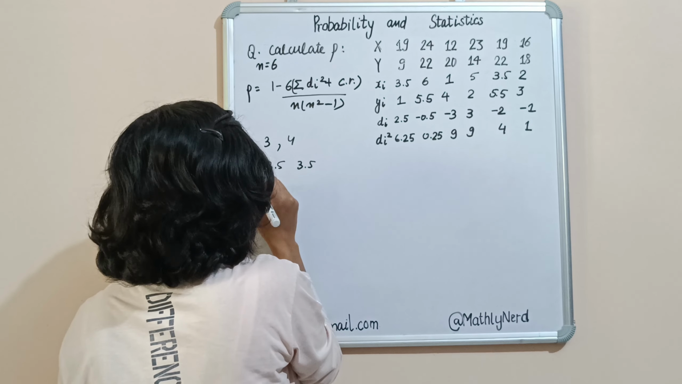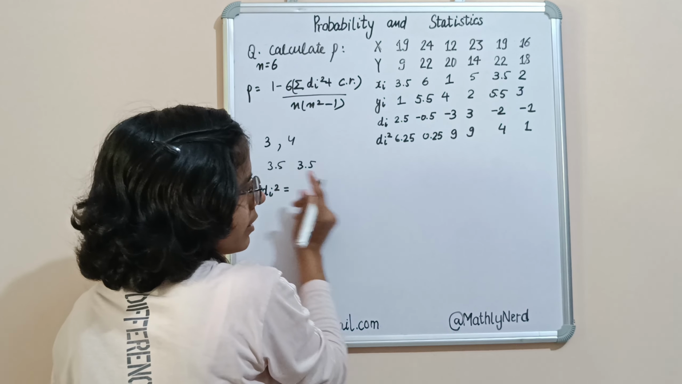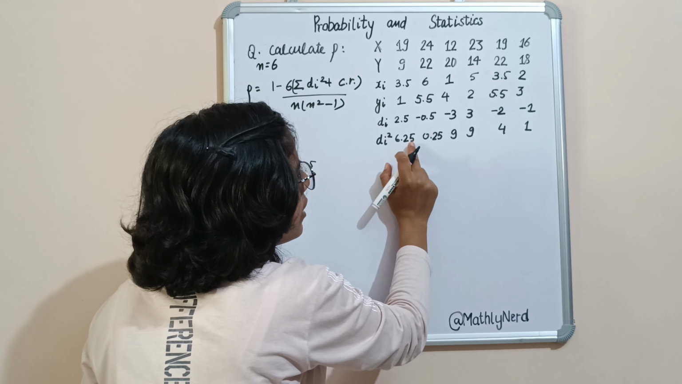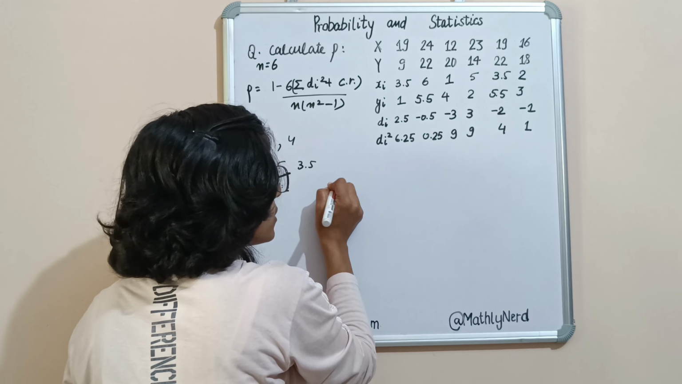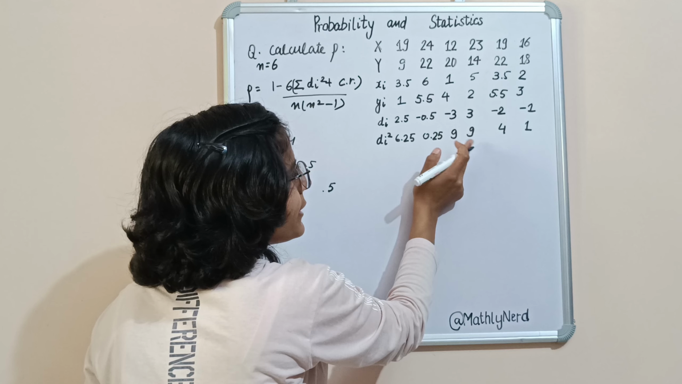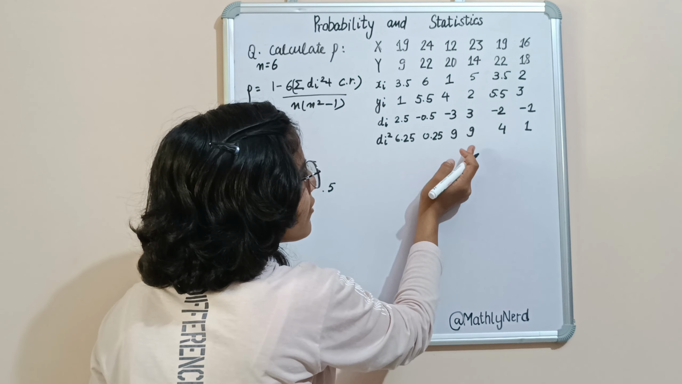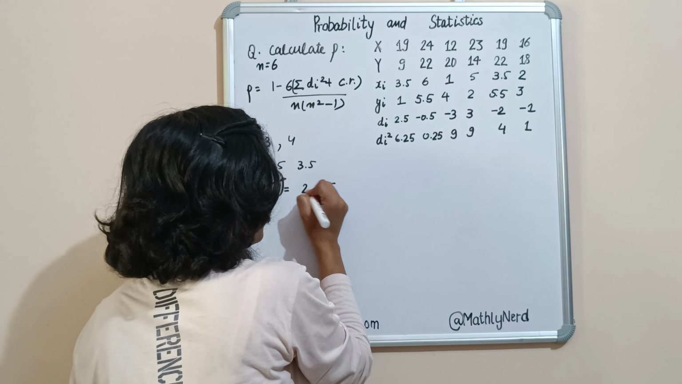Now summation di square equals 0.25, 0.25, 0.5, 6, 9, 15, 15 and 9, 24, 24 and 5, 29.